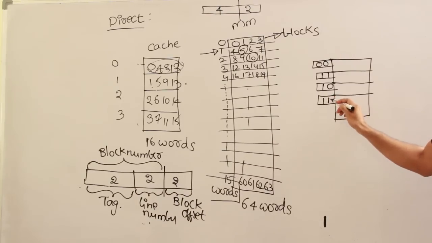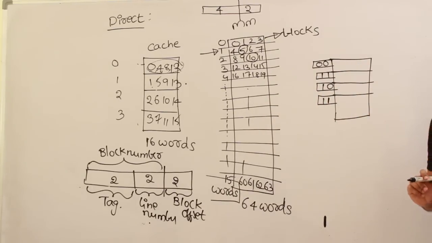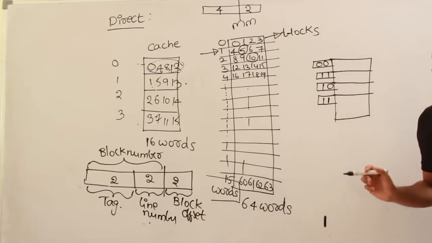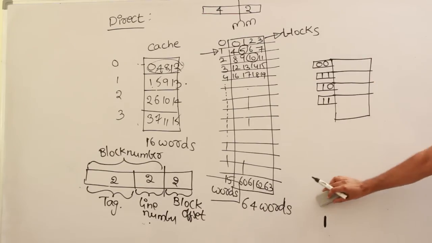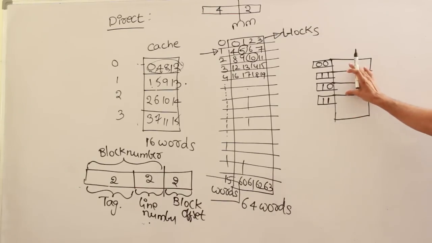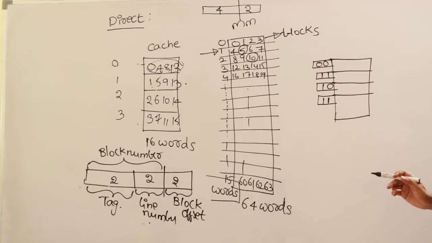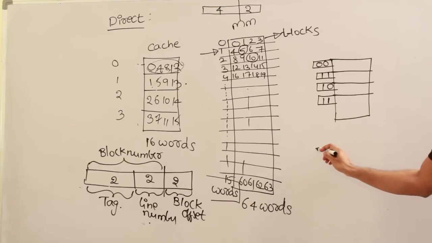Now the question is, if this is the scenario, then what are the words of the main memory which are present in the cache? This is the configuration. So I'm saying that this is the configuration which is present inside the cache. Now by looking at this configuration, you have to say what are the words of the main memory which are present in this cache. So how can you say it? Just look at that organization.